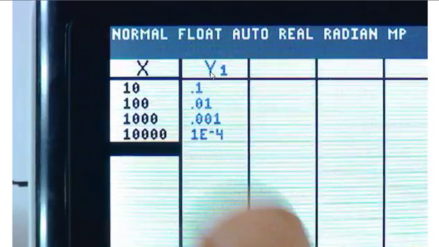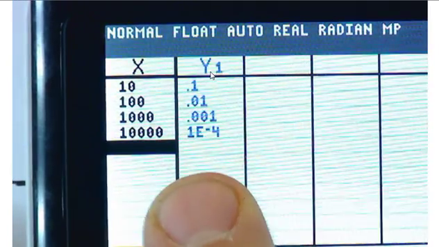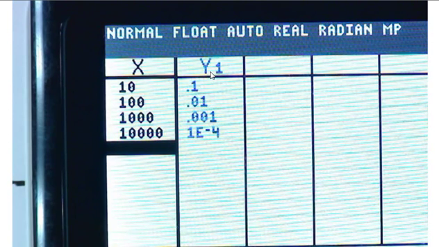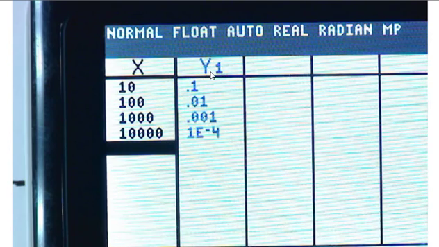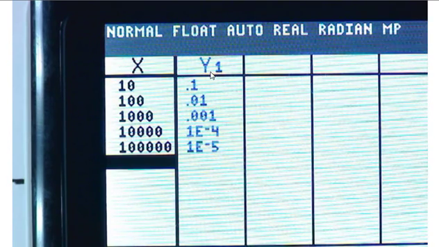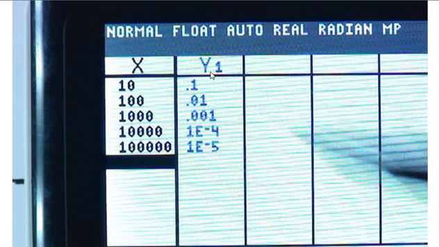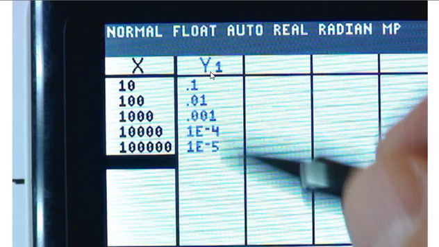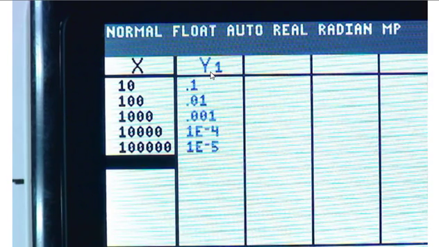Now it starts to put it in scientific notation. This is 1 times 10 to the negative 4th, so that's 3 zeros and then a 1, and so on. For 100,000, I get 5 zeros. Overall, what's happening to the y values as you move out the positive x-axis? You're getting closer and closer to 0. They're getting close to 0.